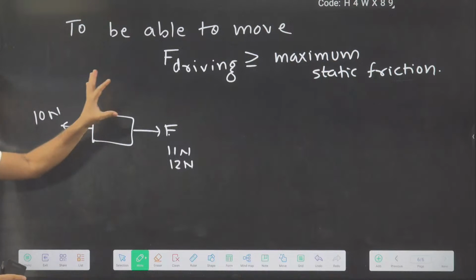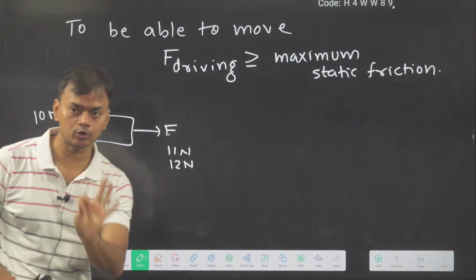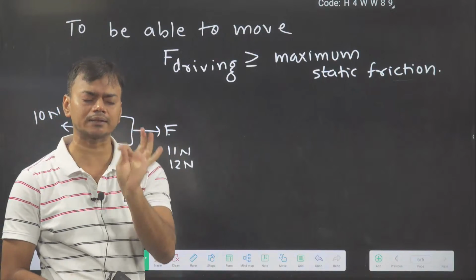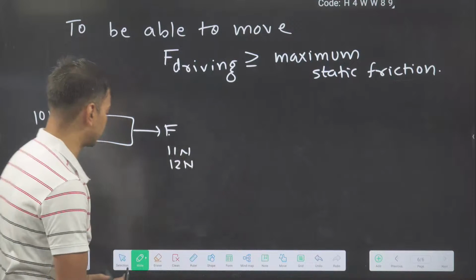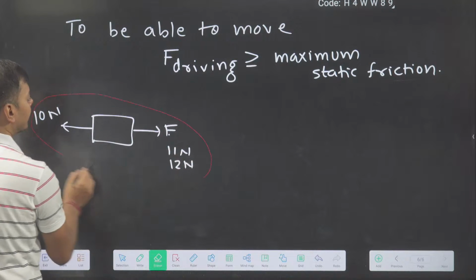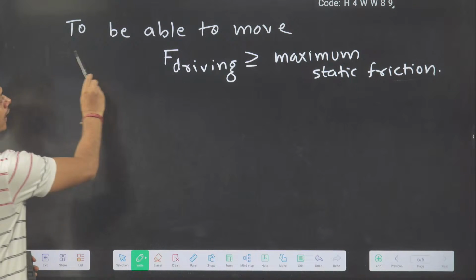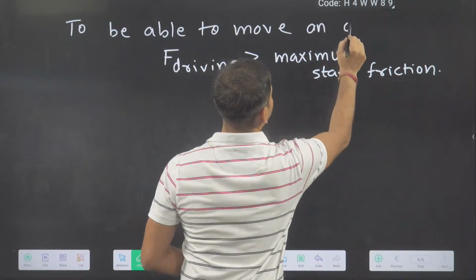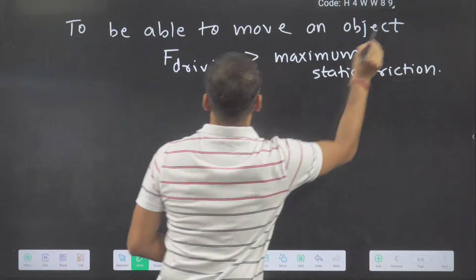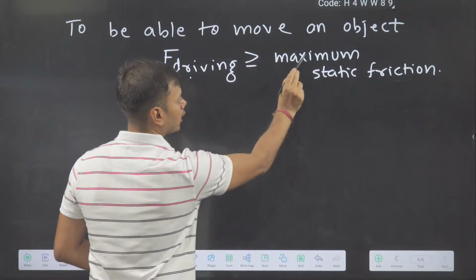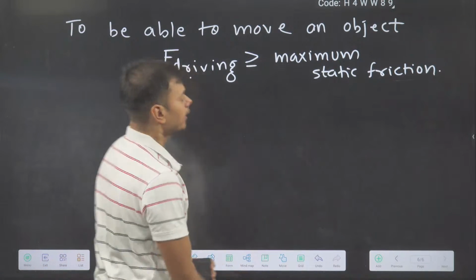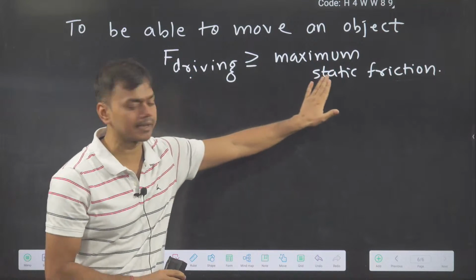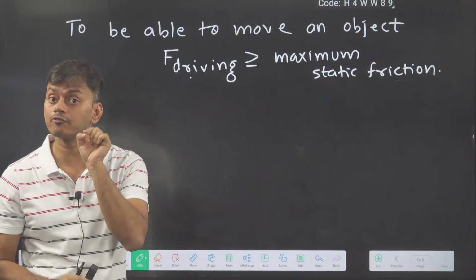Friction. So the conclusion is that if you want to cause motion in an object, your driving force must be equal to or greater than the maximum opposing force, which here is limiting friction. So I have written: to be able to move an object, the driving force must be greater than or equal to the maximum static friction. Equality is the condition of just moving. When driving force equals limiting static friction, the object is on the verge of moving.